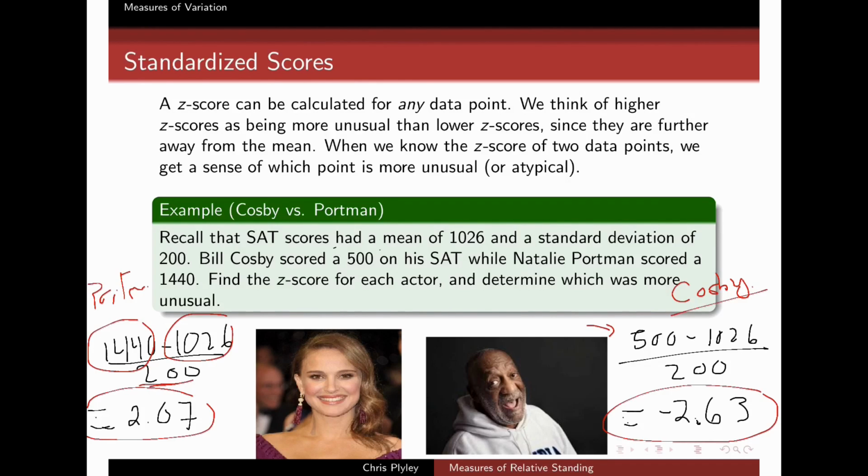2.63. So my conclusion is that it was more unusual to see a score like Bill Cosby's than Natalie Portman's. He was further away from average than she was. In some sense, he was more bad than she was good. These are both fairly unusual scores. Natalie scored very high, Bill scored very low, but his was more atypical than her score. So what we're doing is comparing where they stand relative to the mean.